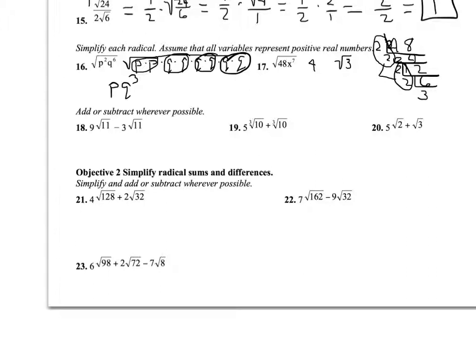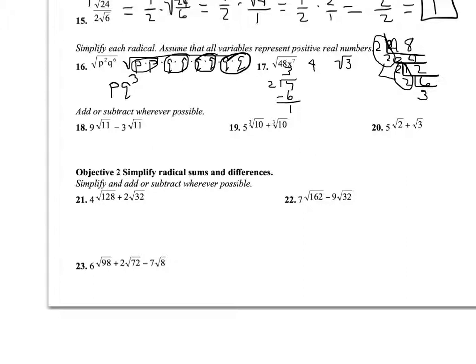Now, for the variable, rather than write out all of the x's, here's the shortcut you can use. Whatever your index is, in this case it's a 2 because it was a square root, divide it into whatever your exponent is. So in this case we're going to take 2 divided into 7. 2 will go into 7 3 times. 3 times 2 is 6. When I subtract, I get 1 left over.